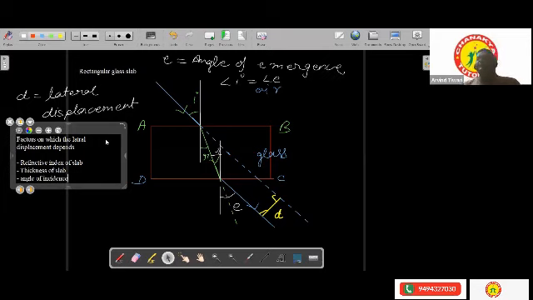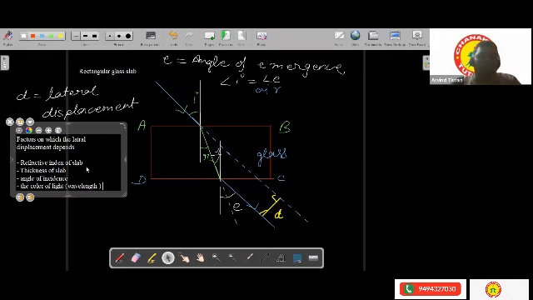Is there any other thing on which the lateral displacement can depend? Can you think of any other thing? The color of light. Yes, the color of light. So the next thing, it depends on the color of light, which in scientific terms we don't call color, we call it the wavelength. So these are the four factors on which the lateral displacement depends.